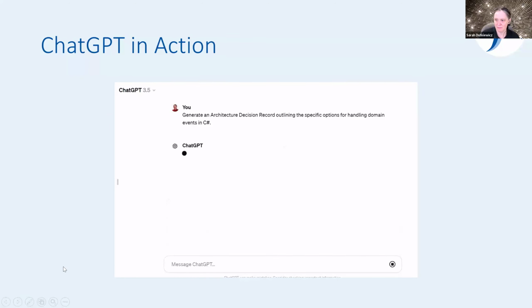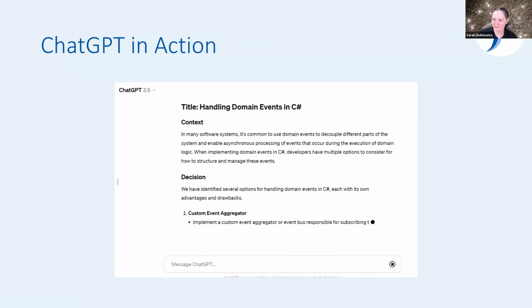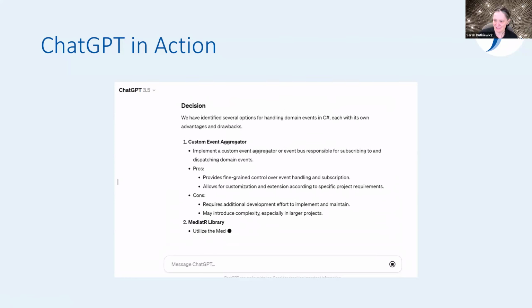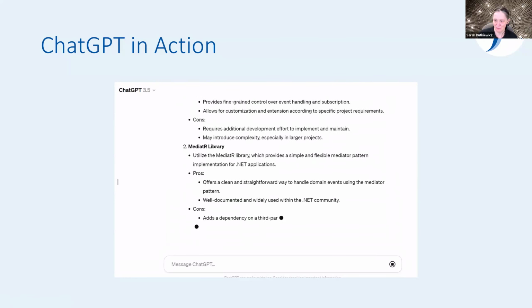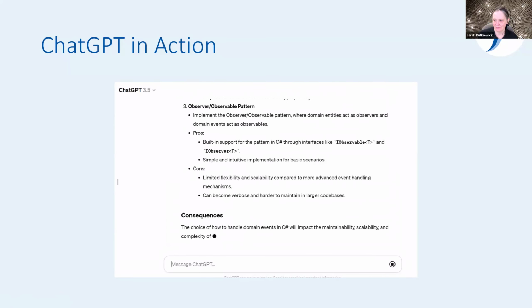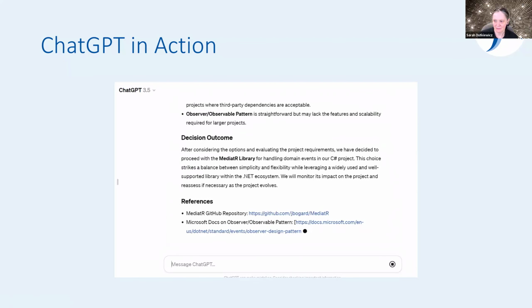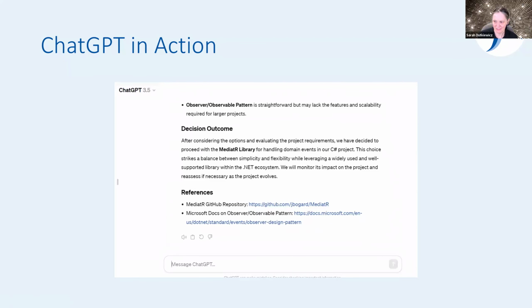So notice there's the prompt. ChatGPT's got a header, it's got a title, it's got different decisions that we could use, pros and cons. Then it's going to say the consequences for these different choices. And finally, we have the decision outcome and then any references it used.